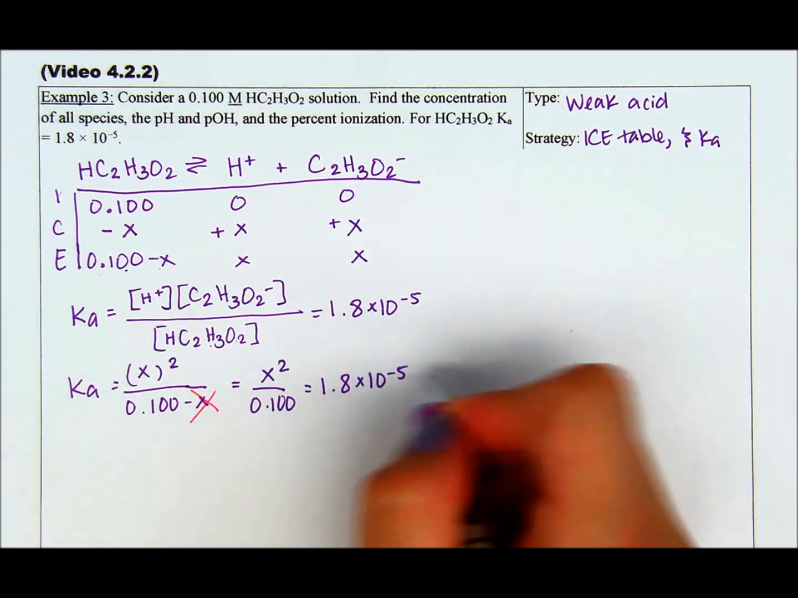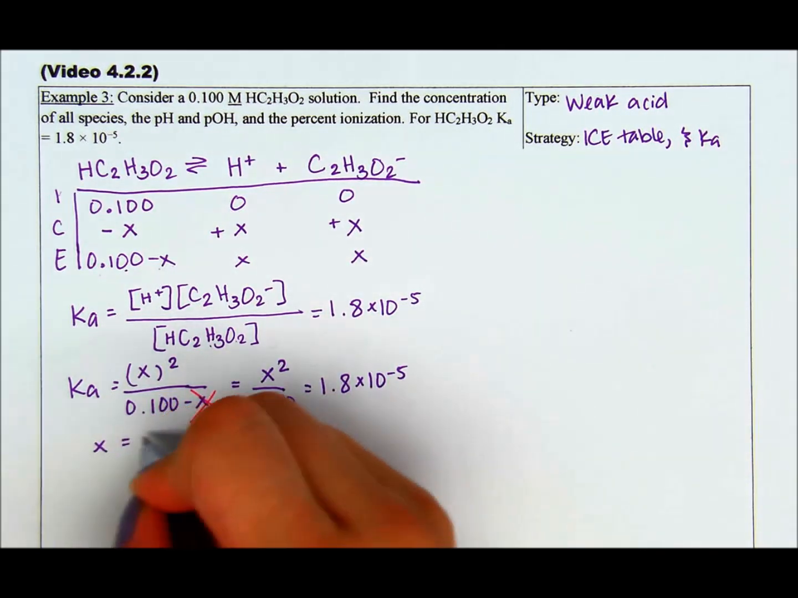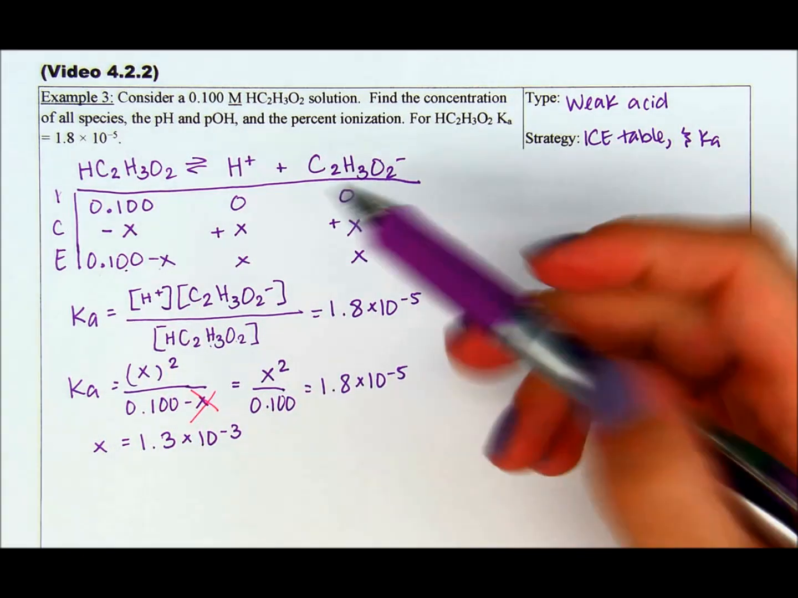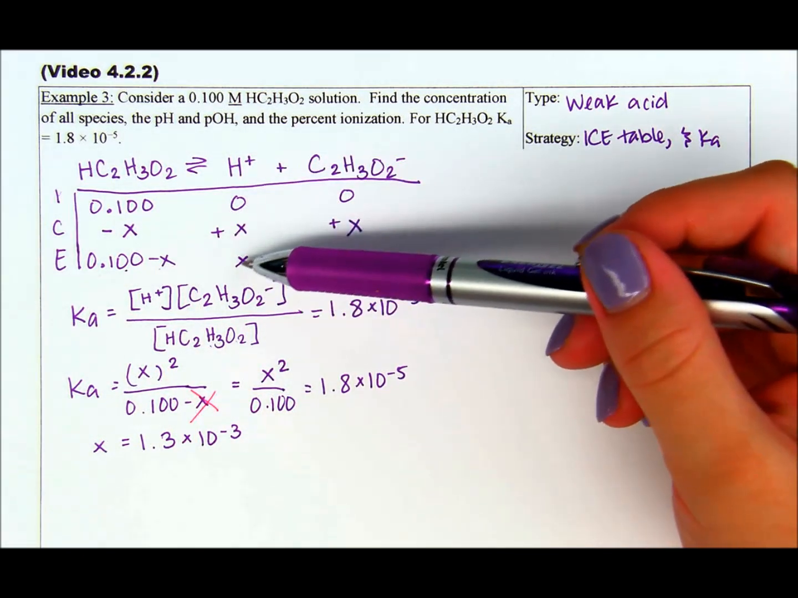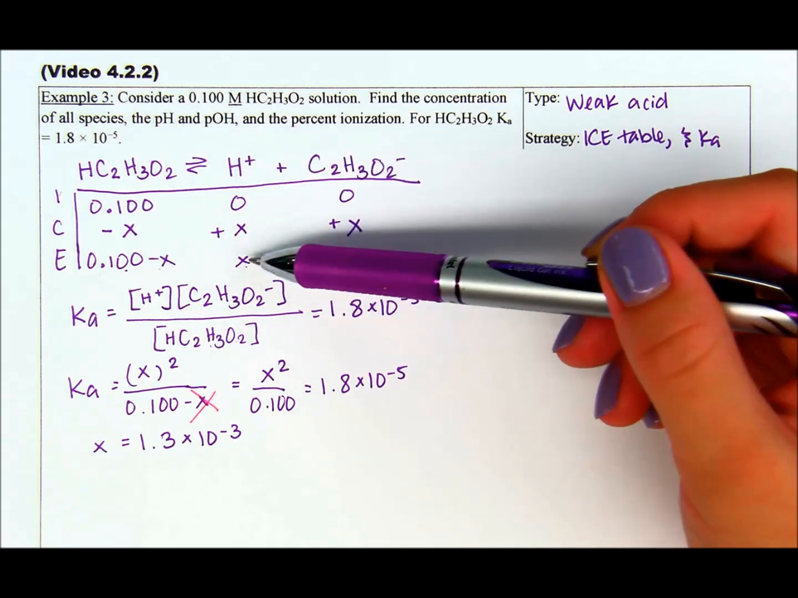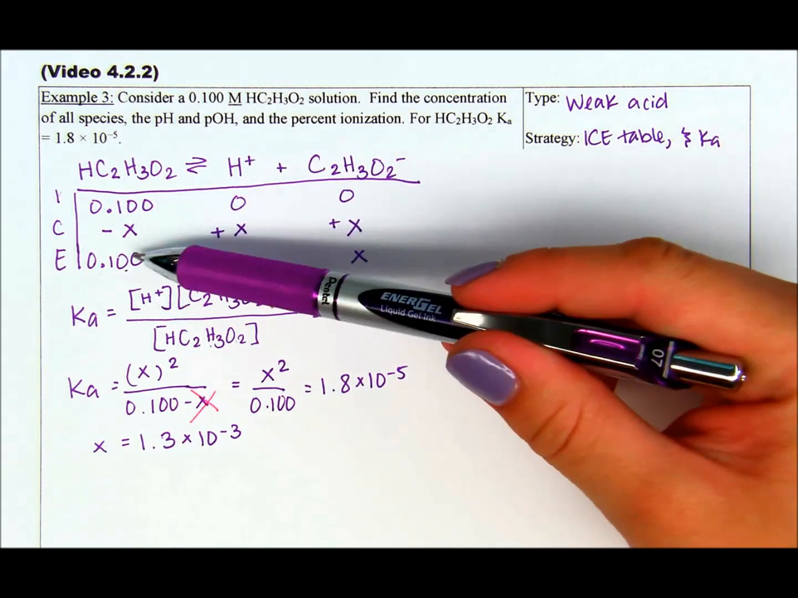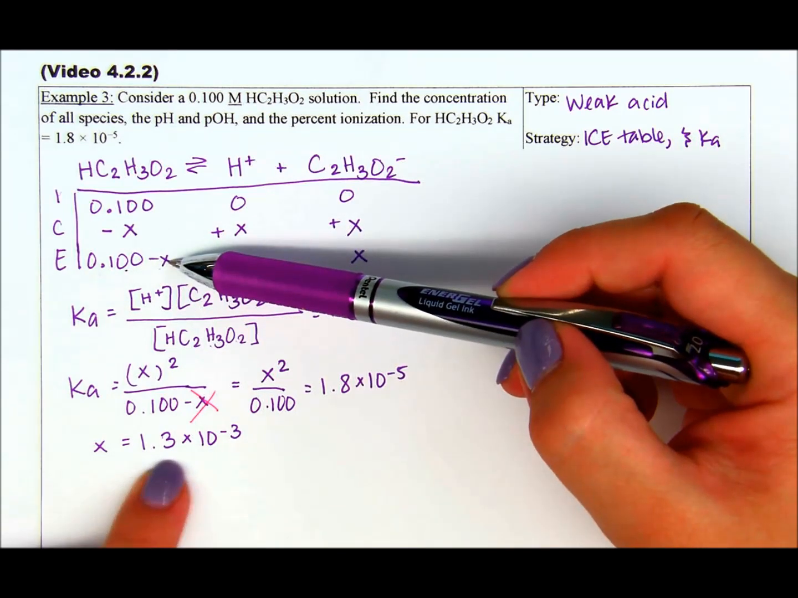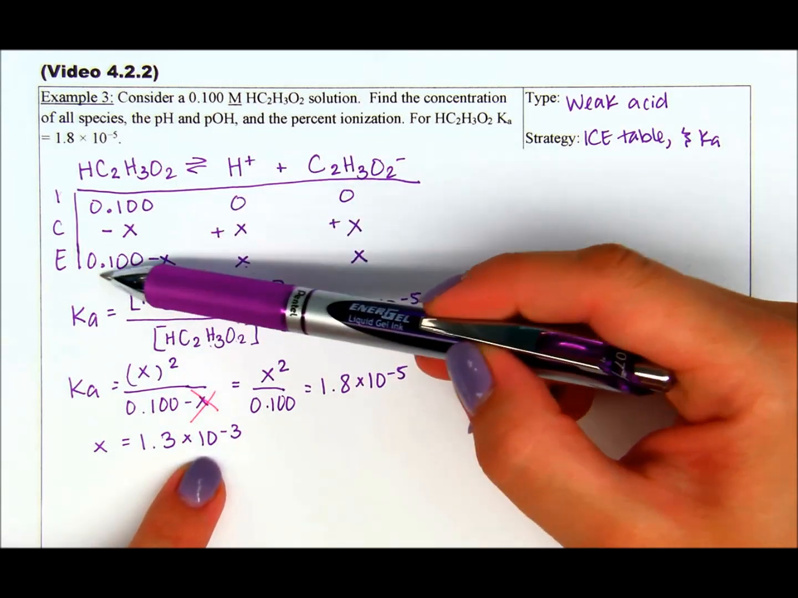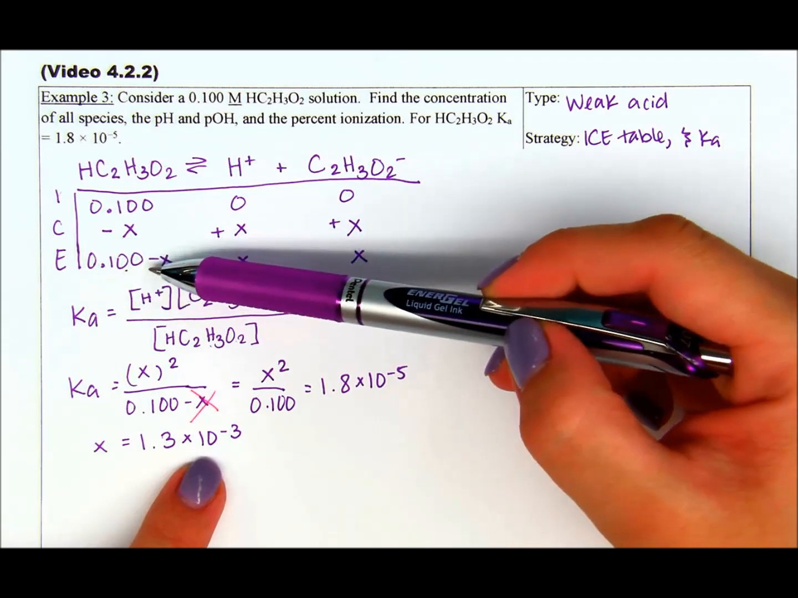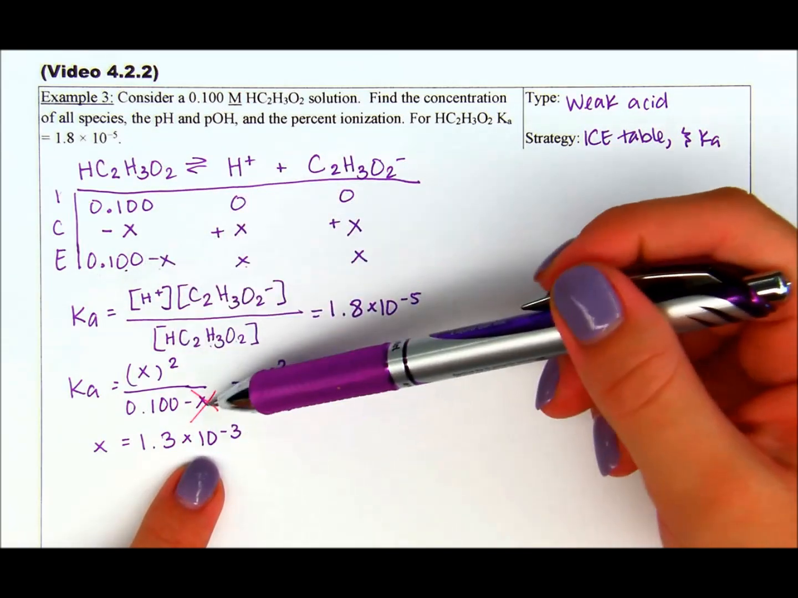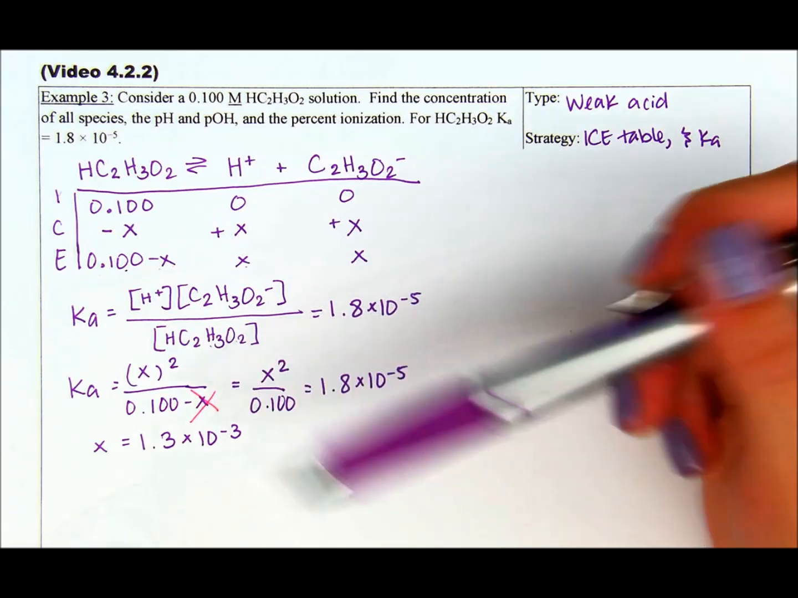Therefore, when you plug this in, your x is going to be equal to 1.3 times 10 to the negative 3. So that means 1.3 times 10 to the negative 3 is the amount of hydrogen ions that came off. And if you want to check your assumption here, you can type in 0.100 minus 1.3 times 10 to the negative 3, and you'll note that it's still 0.1 after you take into account sig figs, right? So it doesn't really matter, and it's totally fine to ignore that x.